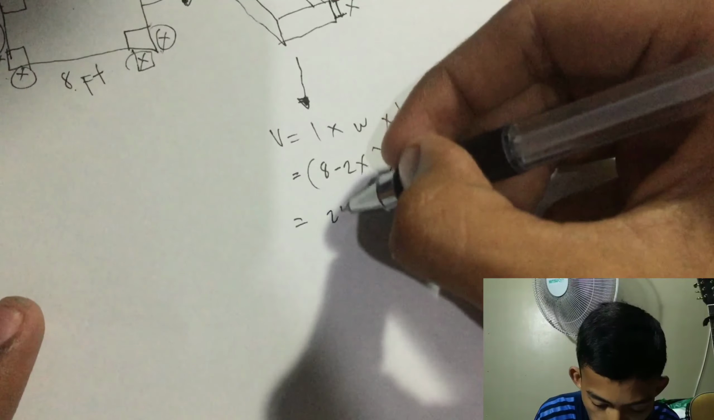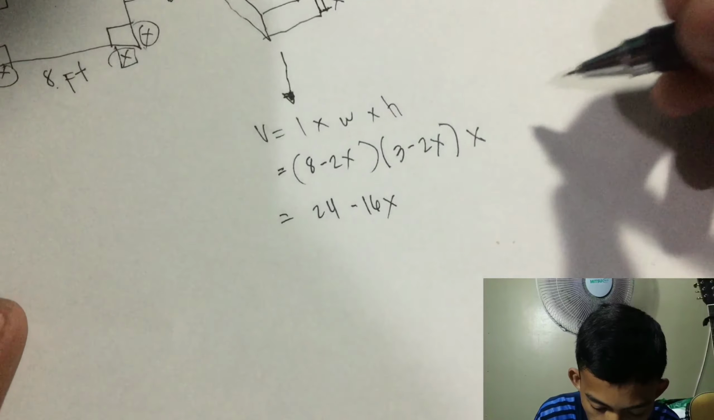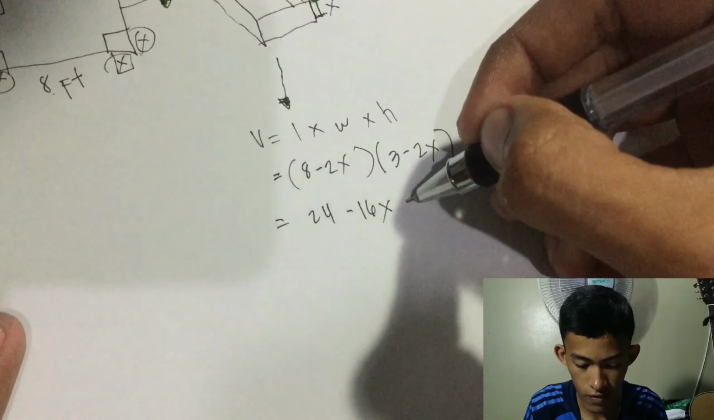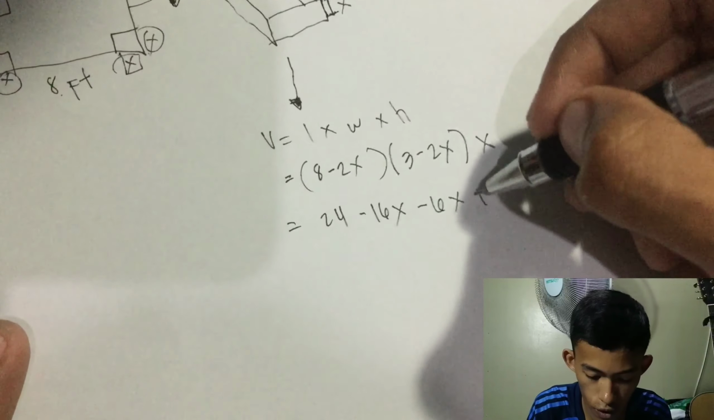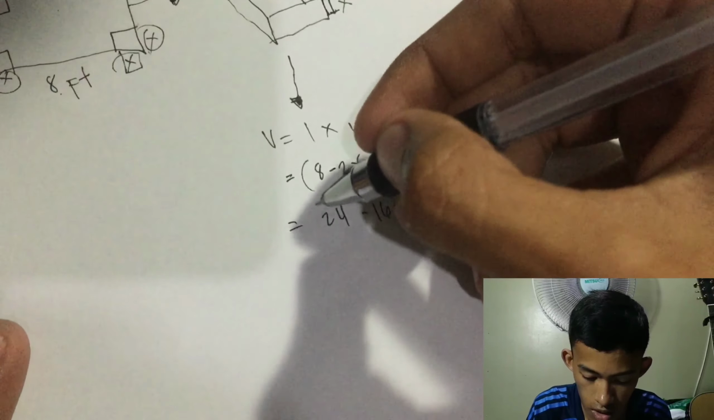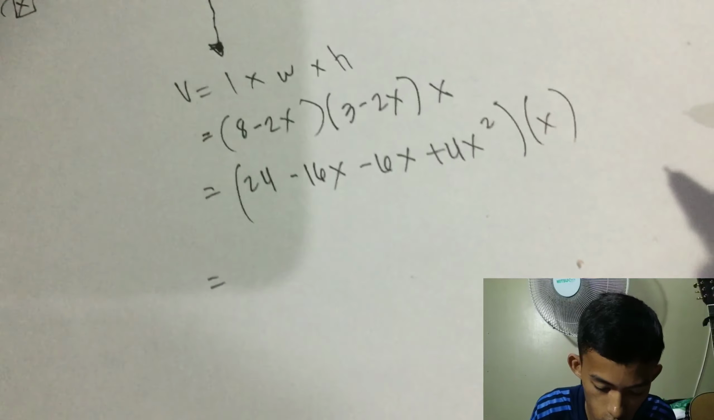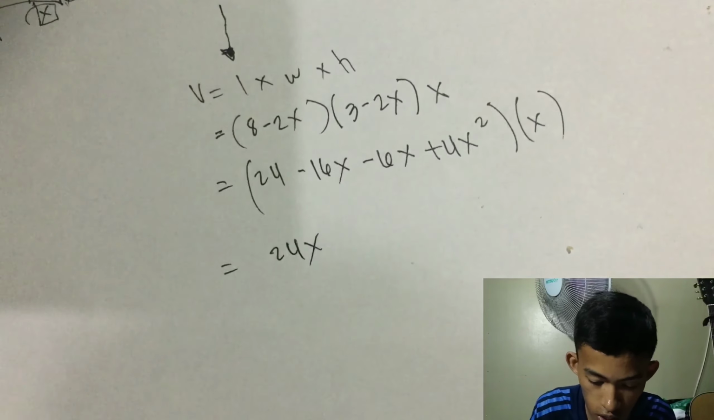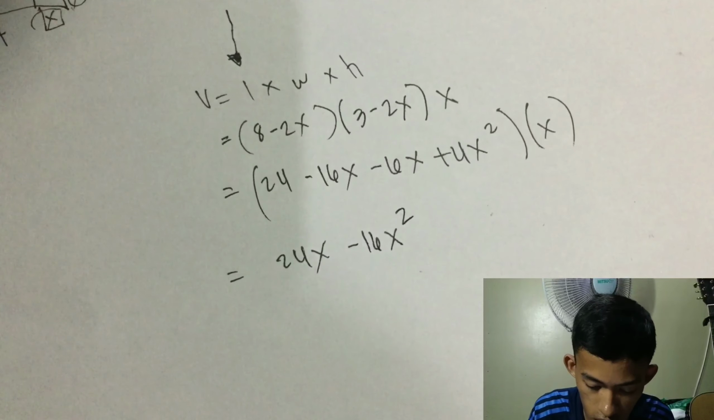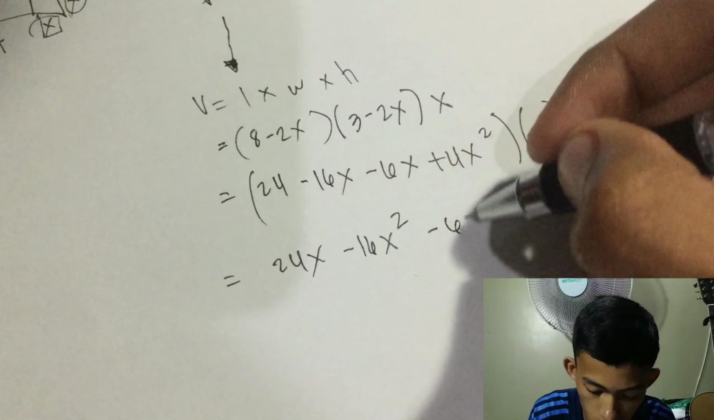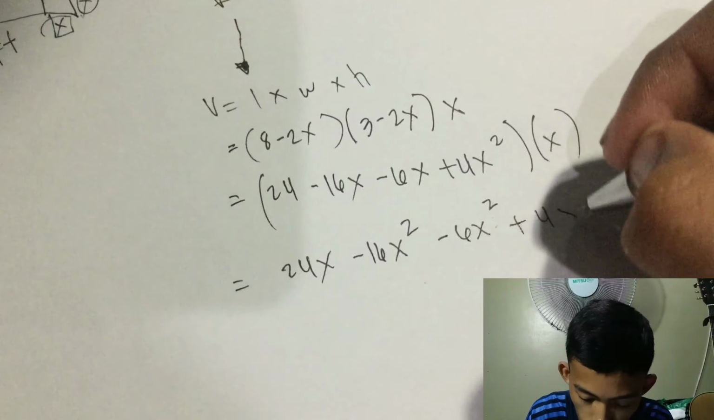That's 24. 8 times negative 2x is equal to negative 16x. Negative 2x times 3 equals negative 6x. Negative 2x times negative 2x equals positive 4x squared. And then distribute again the x. So 24 times x, 24x. Negative 16x times x, negative 16x squared. Negative 6x times x, negative 6x squared, and 4x squared times x equals positive 4x cubed.